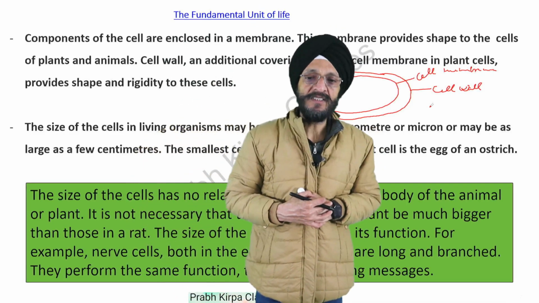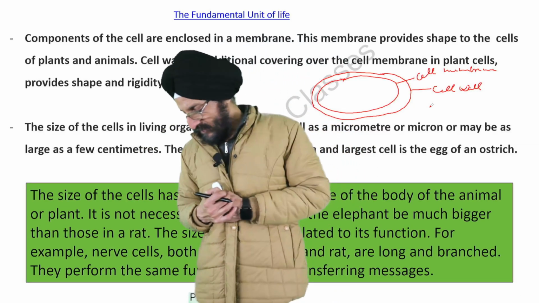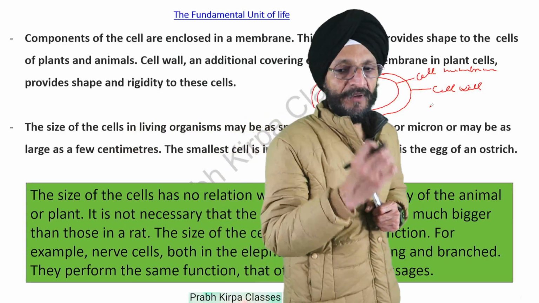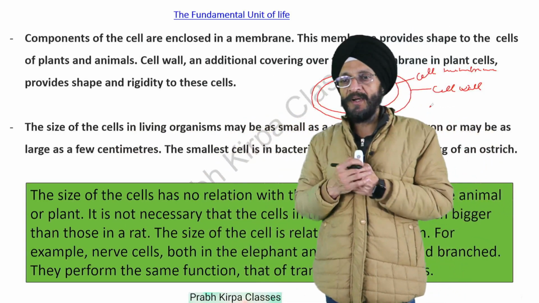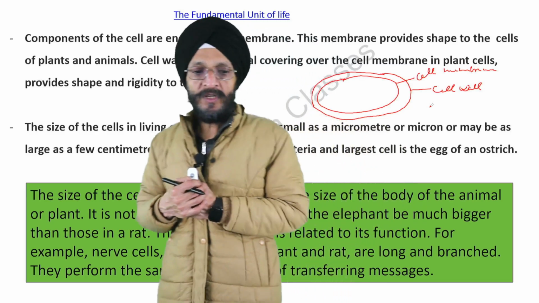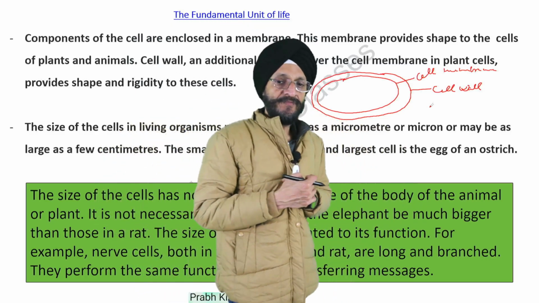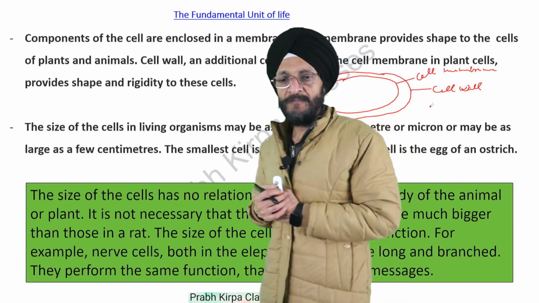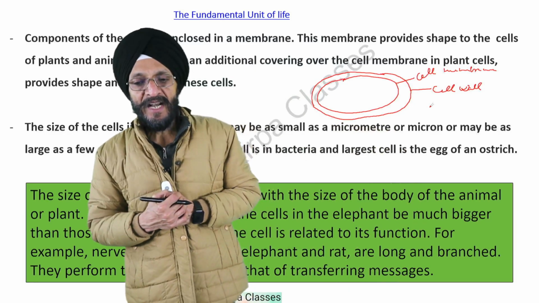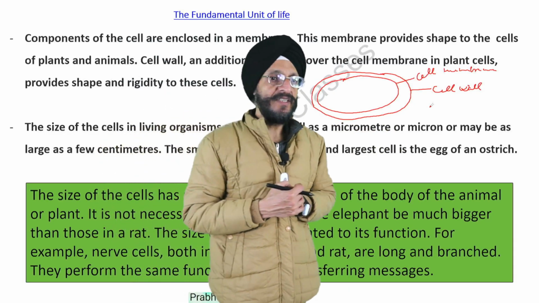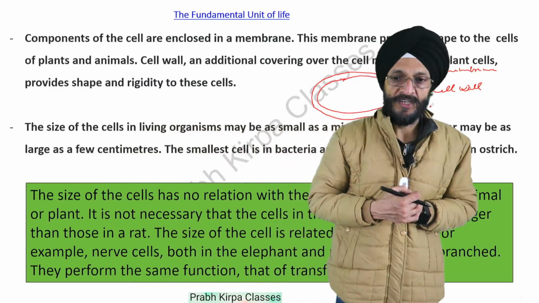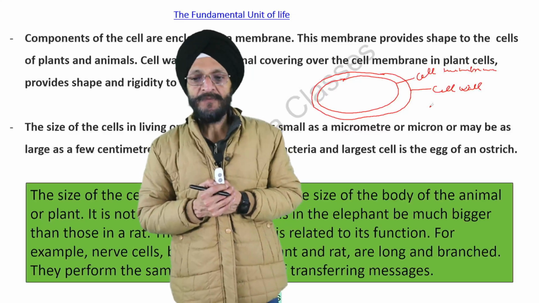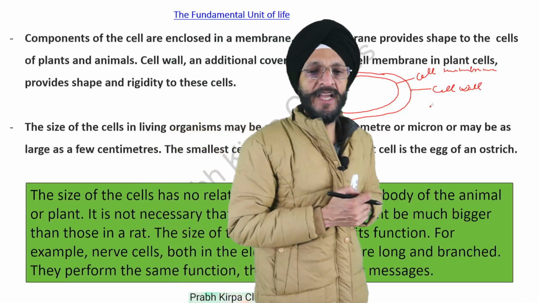Now the question arises, what is the size of the cells? The size of the cells in living organisms may be very, very small, as small as a micrometer or micron, or may be as large as a few centimeters. The smallest cell is in bacteria, and the largest cell is the egg of an ostrich. The size of the cell has no relation with the size of the body of the animal or plant.